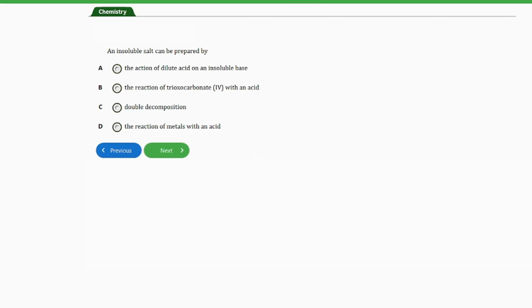So let's consider the next question. Question number 7. It says, an insoluble salt can be prepared by A, the action of dilute acid on an insoluble base, B, the reaction of trioxocarbonate 4 with an acid, C, double decomposition, D, the reaction of metals with an acid. So guys, the answer to this question is option C, and that's double decomposition.